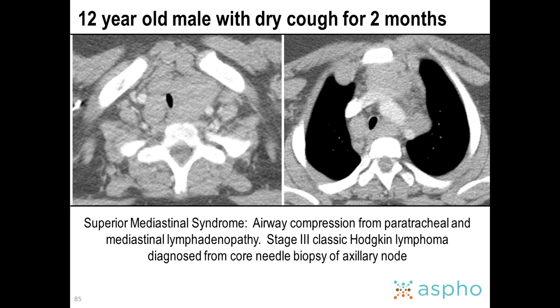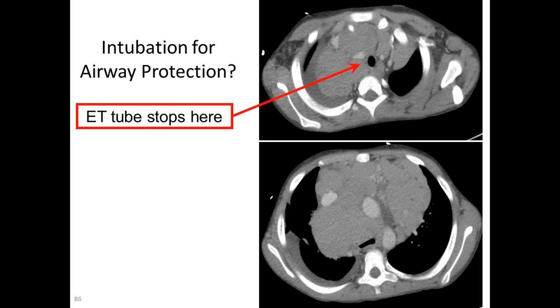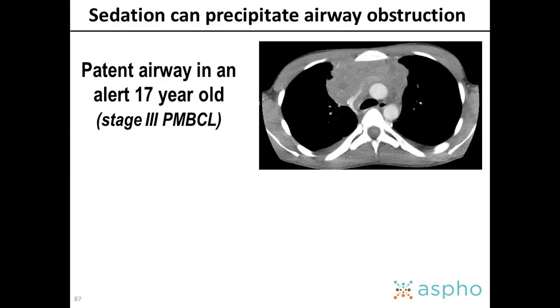And I put this in to remind us that, yes, these mediastinal emergencies tend to be non-Hodgkin lymphomas because Hodgkin's tends to be slow growing, but they can be Hodgkin lymphoma as well. So do we always intubate for airway protection? We should all know the answer to this by now. Your ET tube stops here. Your obstruction begins distal to that. So the answer is clearly no. Sedation can precipitate airway obstruction.